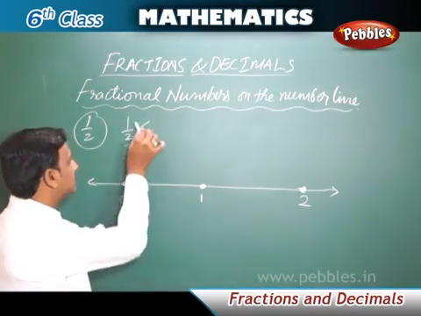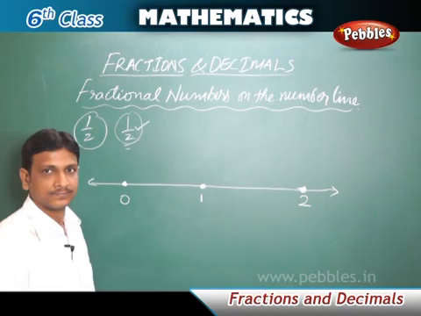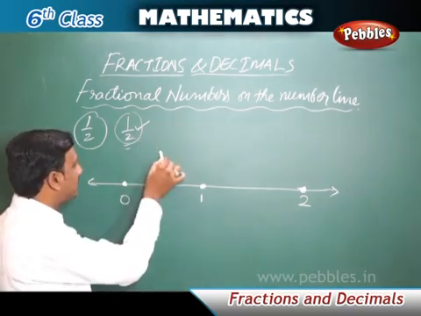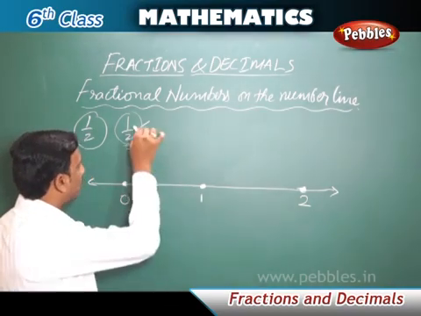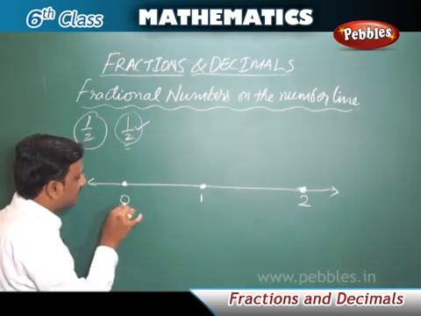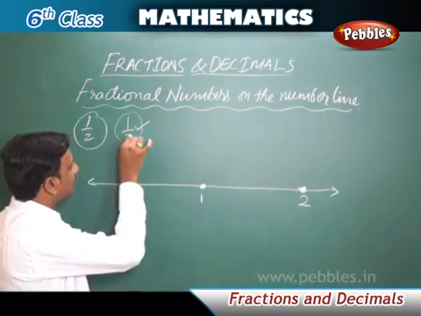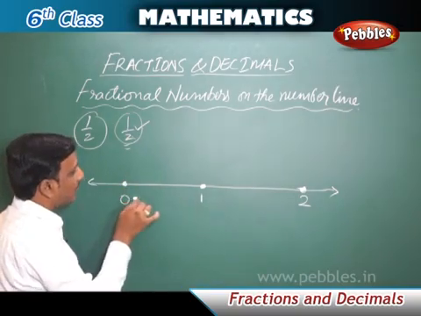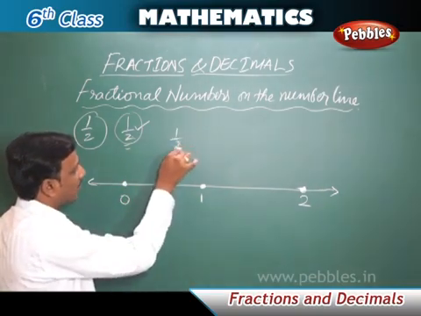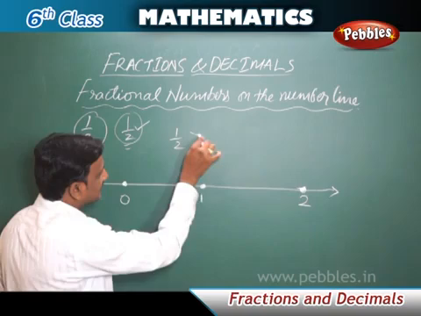That means this is less than 1, and it stays between 0 and 1. So 1 by 2's position is between 0 and 1. So 1 by 2 is greater than 0 and less than 1.